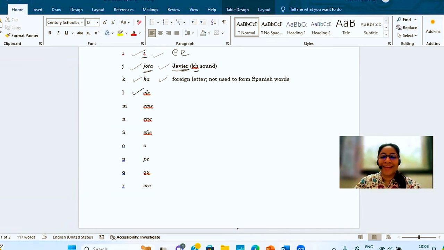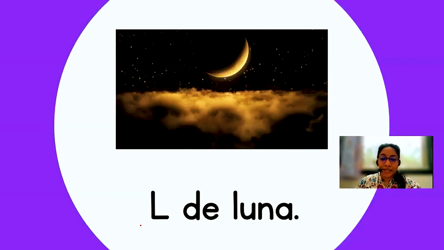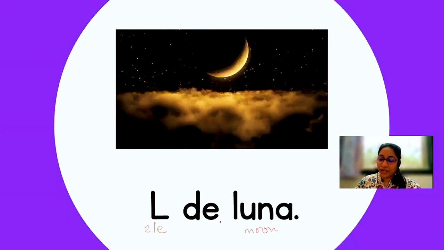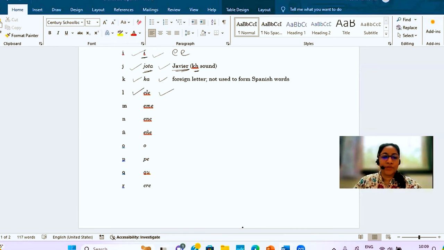L in English is LA in Spanish. LA. When reciting alphabets, we are going to associate the sound LA, but in a word, it is Luna. Pretty much the same as in English. Luna. Luna is moon. Luna. Let's move on to the next one.